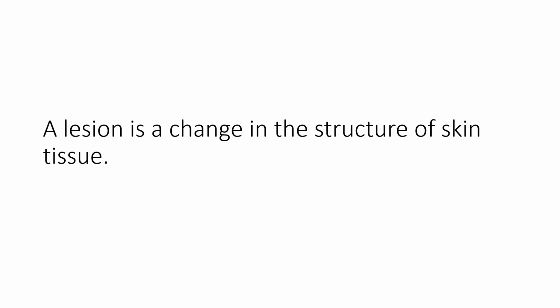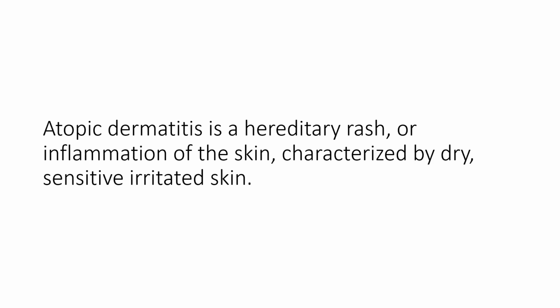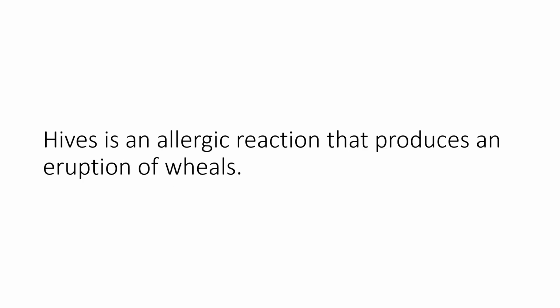A lesion is a change in the structure of skin tissue. Crust, a type of secondary lesion, is a dried mass that is the remains of an oozing sore. Atopic dermatitis is a hereditary rash or inflammation of the skin characterized by dry, sensitive, irritated skin. Hives is an allergic reaction that produces an eruption of welts.